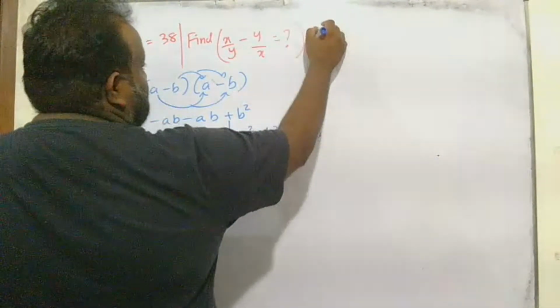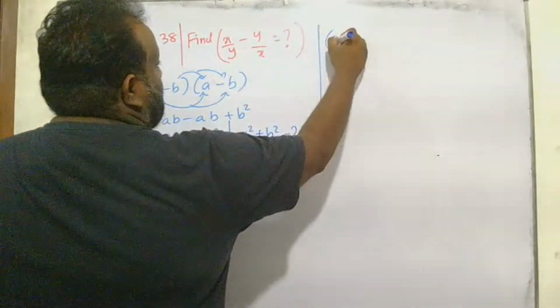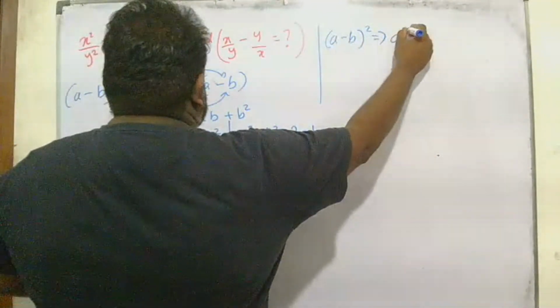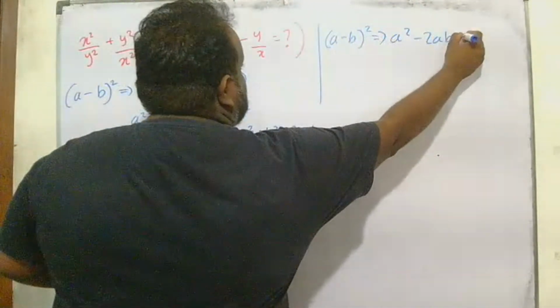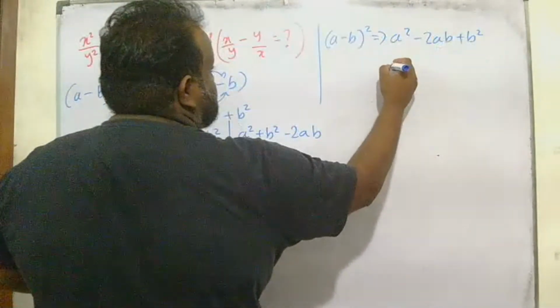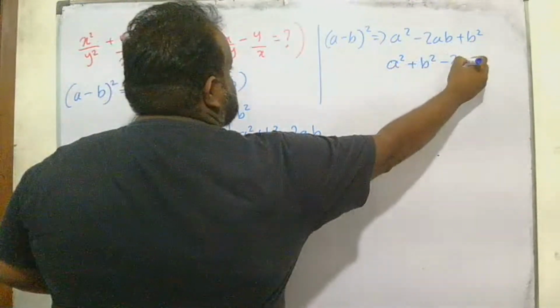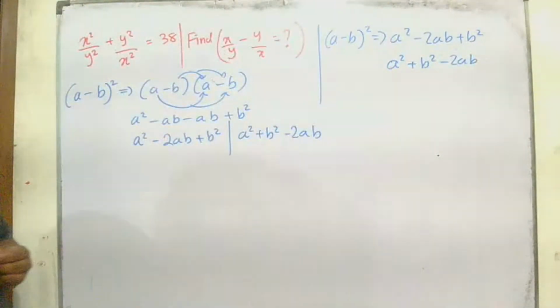Right. Having that said, let me write it over here. (a minus b) whole thing squared is a squared minus 2ab plus b squared, which again can be written as a squared plus b squared minus 2ab. Let that be there for our further reference.